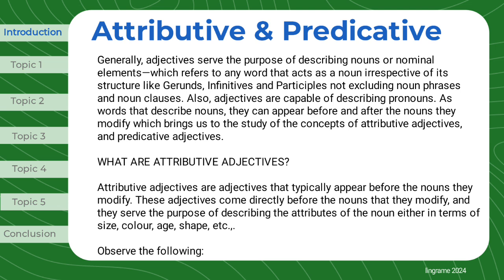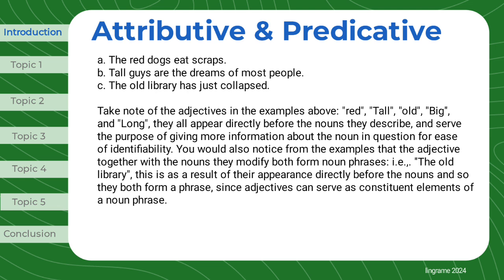Observe the following: The red dogs eat scraps. Tall guys are the dreams of most people. The old library has just collapsed. Take note of the adjectives in the examples above: red, tall, old, big, and long. They all appear directly before the nouns they describe, and serve the purpose of giving more information about the noun in question for ease of identifiability.